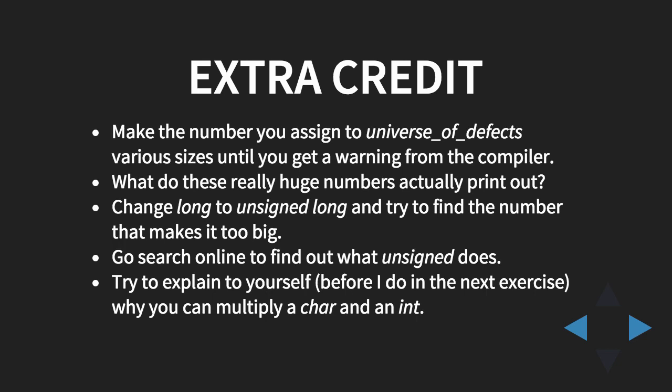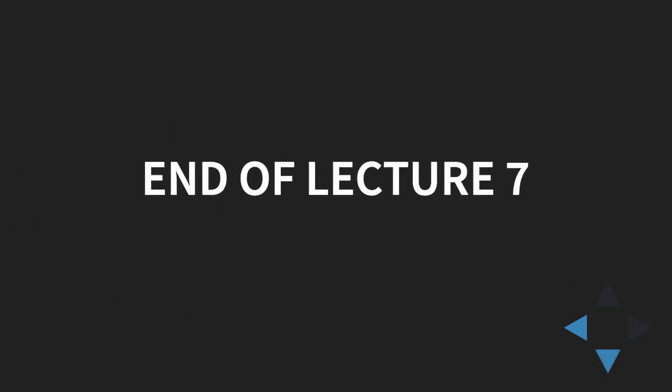And then try to explain to yourself what happened when I multiplied a char and an int together. That's going to be really important. It's a weird thing of C. C sort of doesn't care what's in RAM. You're telling it this is a character or that's a character, but it really doesn't care. It lets you get away with a lot of stuff it shouldn't let you get away with. So, what happened? That's the end of Lecture 7. I'll see you later.